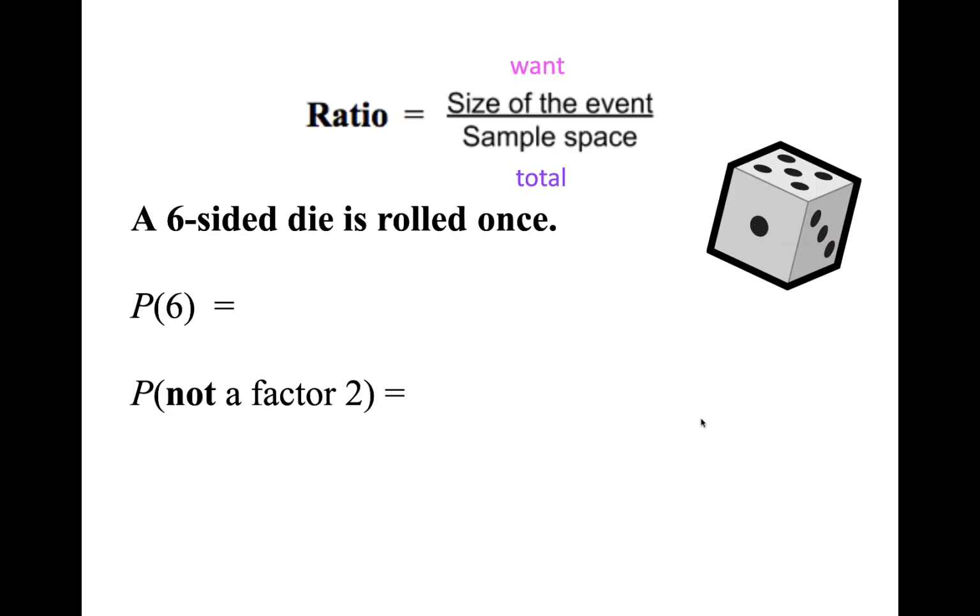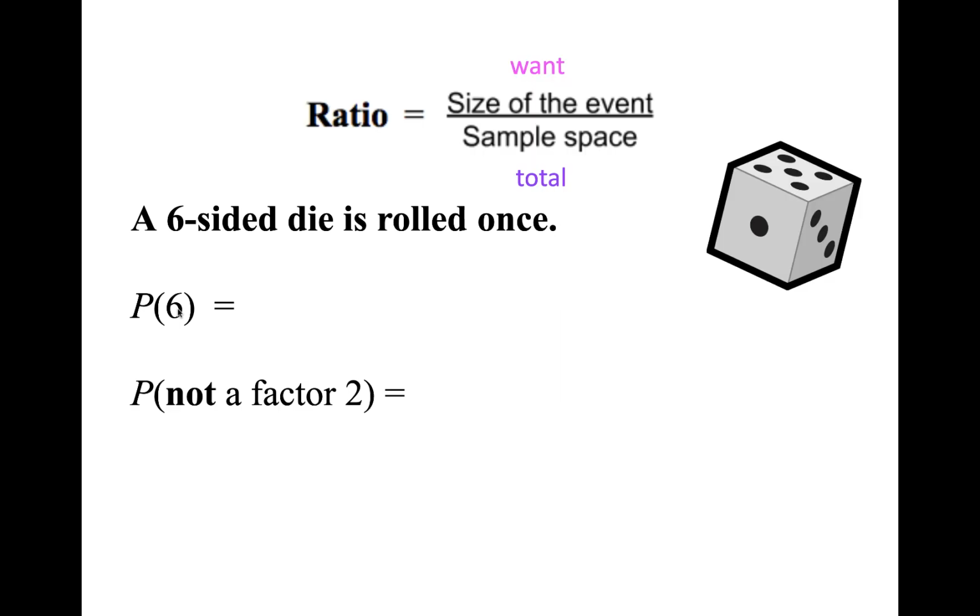Let's take a look at some example problems. So we have a 6-sided die is rolled once. It is a fair 6-sided die. So imagine you have a die in your hand and you're going to roll it once. Probability is written in a really unique way. This right here means what's the probability of this event up here that you roll a 6. So probability 6. Well, it's what I want over the total. That is how I figure out theoretical probability.